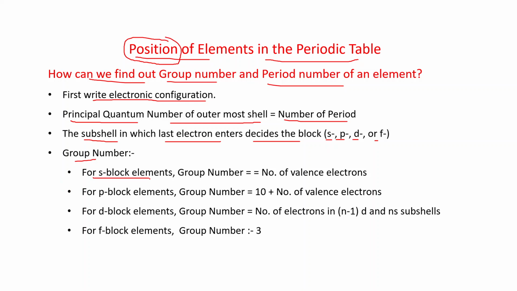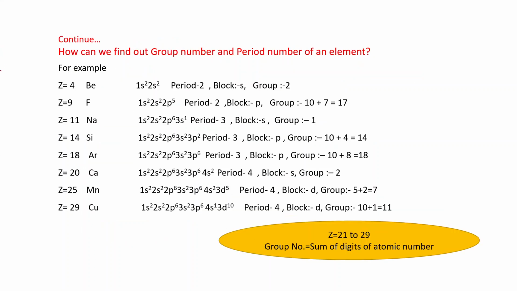For s block elements, group number is equal to the number of valence electrons. For p block elements, group number is equal to 10 plus the number of valence electrons. For d block elements, group number is equal to the number of electrons in the (n-1)d and ns subshells. And for f block elements, group number is always 3. Now these are some examples.